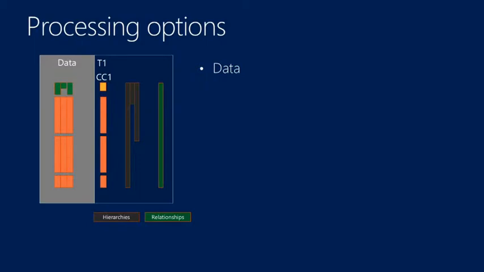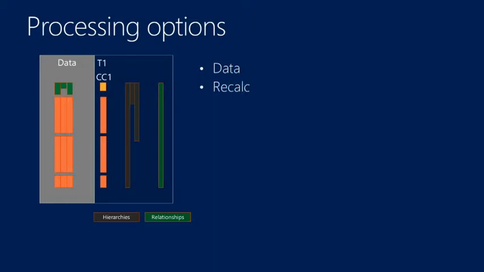So let's walk through the various processing operations we saw. What does process data mean? When you do process data on a particular table, what this essentially means is the reading and encoding stage. So it reads the data directly from the relational backend or whatever data source it is. It reads and encodes the data and stores it for the particular partition. The only thing not done is the various other operations in terms of relationship processing and hierarchy processing. You cannot query the data with process data, but you need to do something called process recalc.